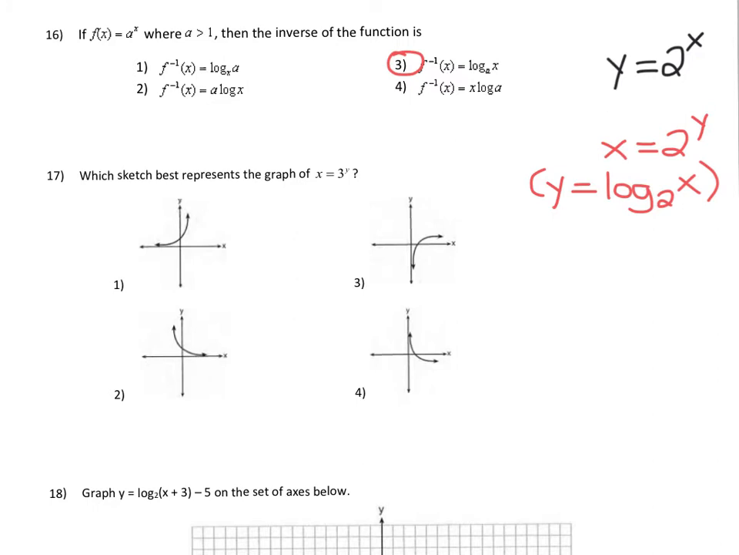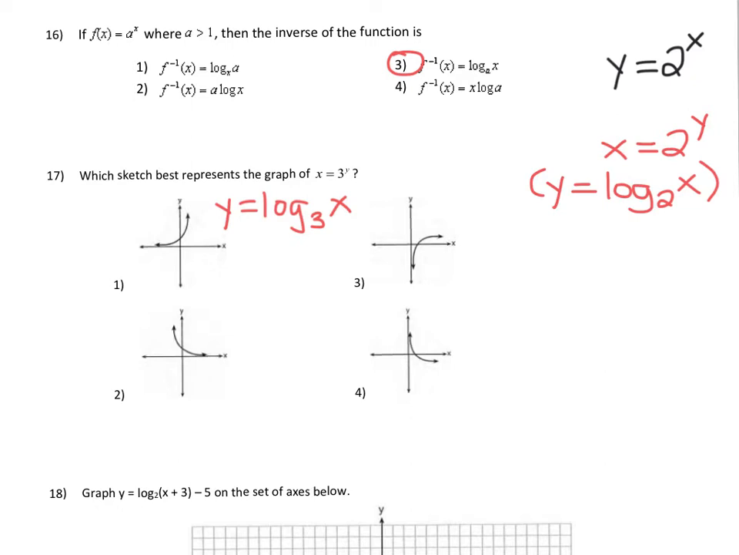Which sketch best represents the graph of x equals 3 to the y? All right, well, let's look over here. If x equals 2 to the y equals this equation, wouldn't x equals 3 to the y be the same exact thing, but in place of a 2 in the base, a 3 would be in the base? Okay, so we're looking for y equals log base 3 of x. So what I'd like you to do is graph this in your calculator and see which one of these graphs looks like it. You could probably tell just by looking which one of those graphs looks like the log curve on the previous page.